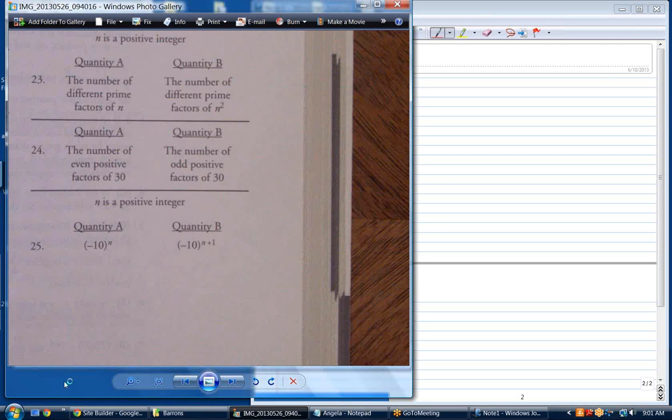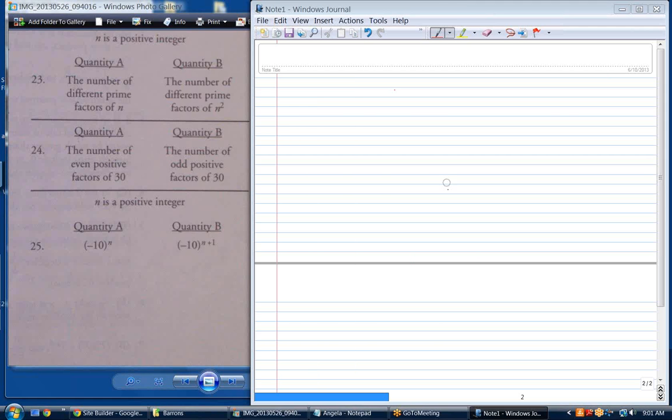Which is with question 23. You see those okay? Yes. Okay.